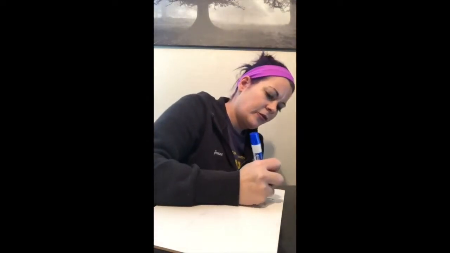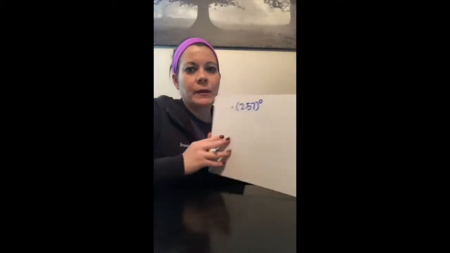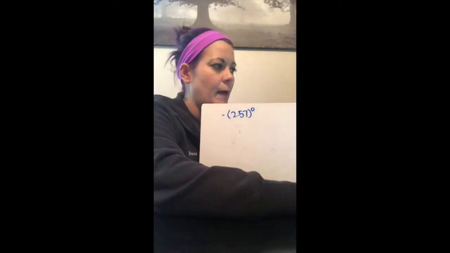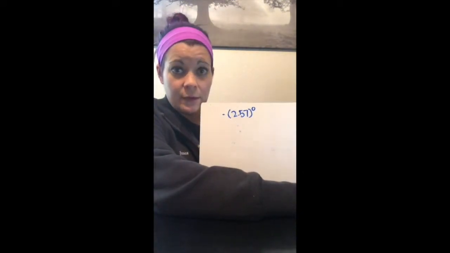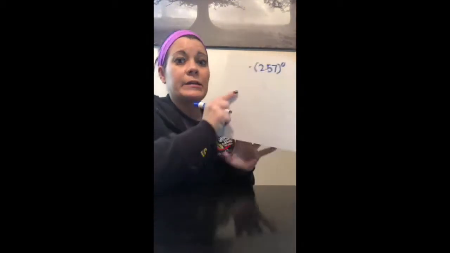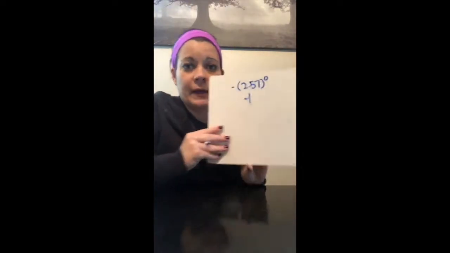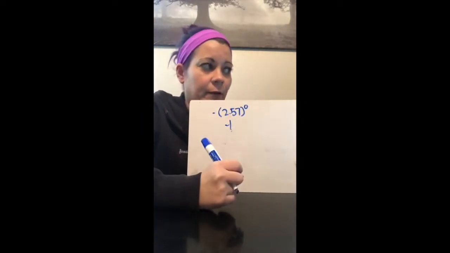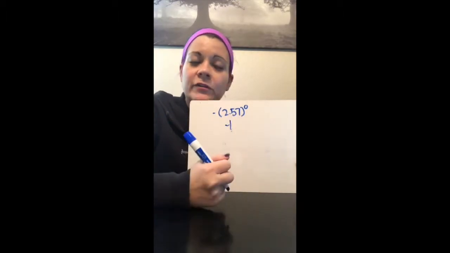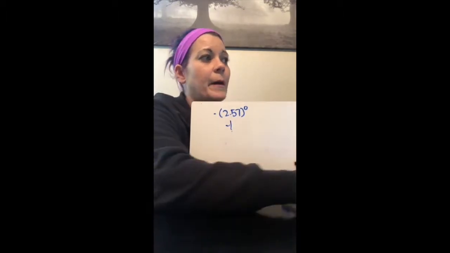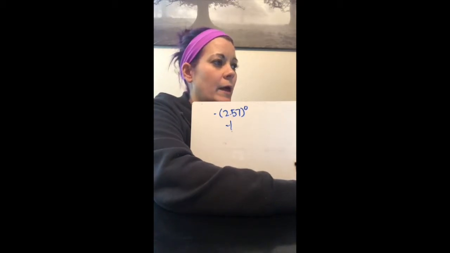Okay, so I'm going to teach you about exponents. So we have negative 2.57 to the 0 power. Well, you need to know anything to the 0 power is 1. Anything to the 0 power is 1, and the opposite of 2.57 to the 0 power is going to be negative 1, okay? Because it's the opposite of anything to the 0 power. So remember, anything to the 0 power is going to be 1.